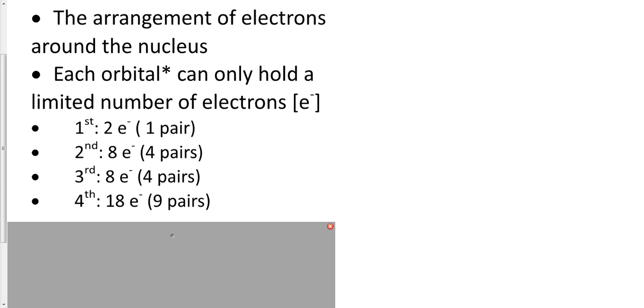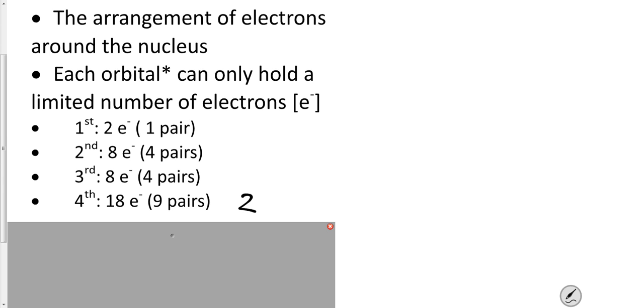But anyway, the first orbital can hold 2 electrons total, or 1 pair of electrons is how we'll tend to refer to them. The second orbital can hold 8 electrons, or 4 pairs. The third orbital can hold 8 electrons as well, or 4 pairs. And the fourth orbital can hold 18 electrons, or 9 pairs. Although we will only go as high as 2 in class.